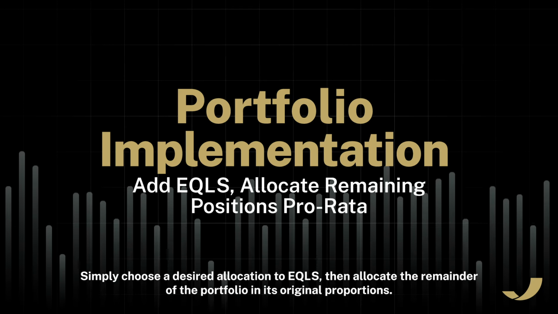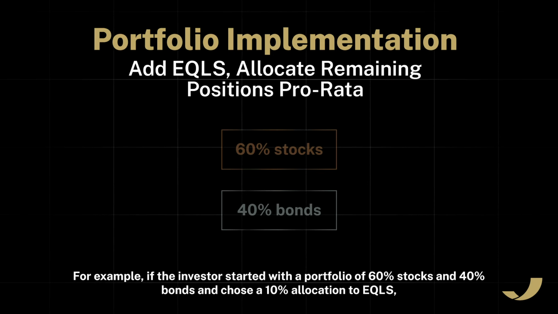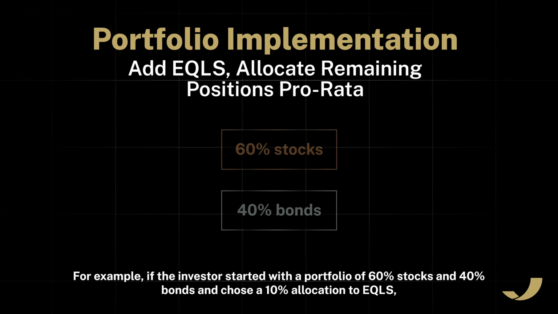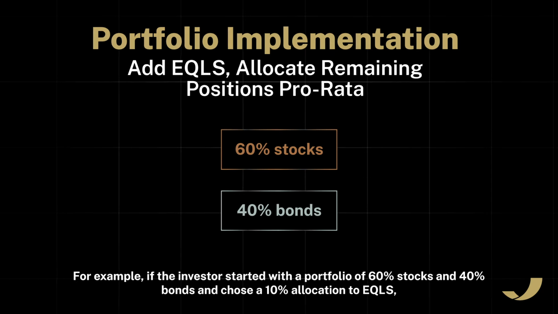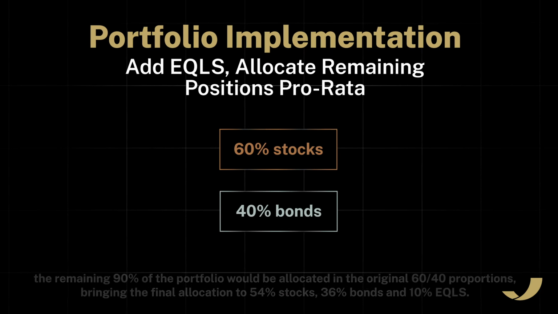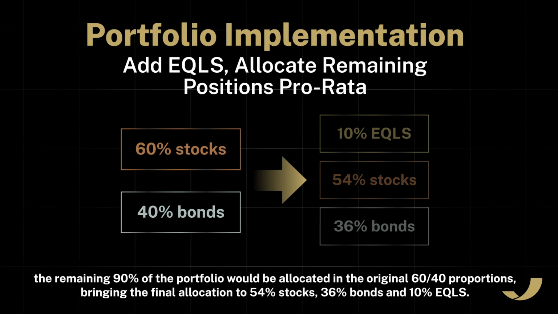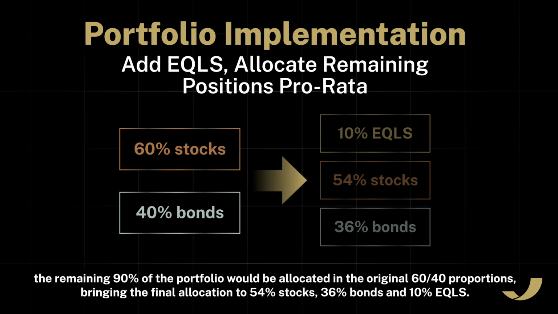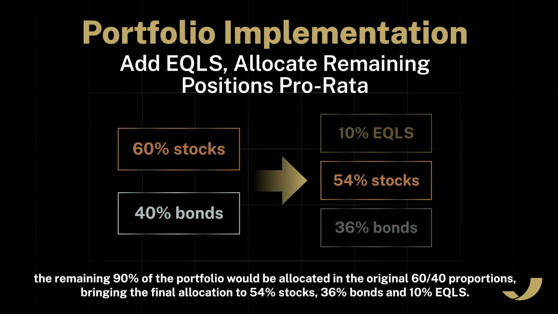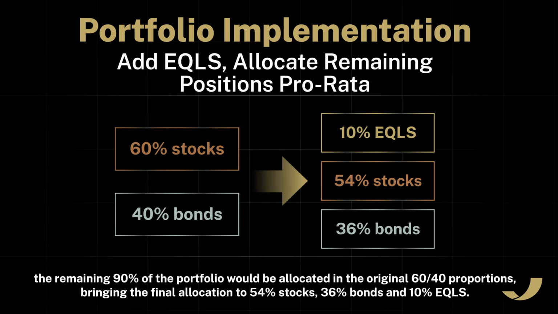Simply choose a desired allocation to EQLS, then allocate the remainder of the portfolio in its original proportions. For example, if the investor started with a portfolio of 60% stocks and 40% bonds and chose a 10% allocation to EQLS, the remaining 90% of the portfolio would be allocated in the original 60-40 proportions, bringing the final allocation to 54% stocks, 36% bonds, and 10% EQLS.